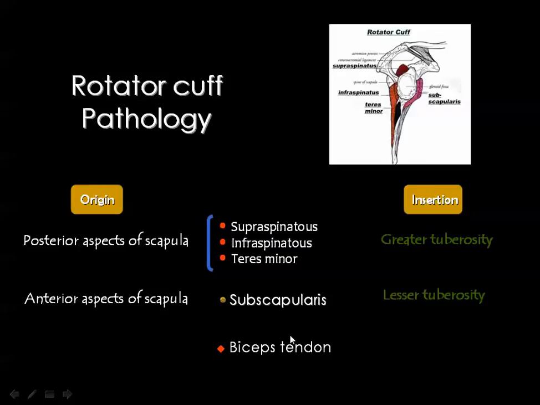Then you know that the rotator cuff is formed of four muscles, which are the supraspinatus, infraspinatus, teres minor, located along the posterior aspect of the scapula, and these muscles insert into the greater tuberosity. A muscle which is located anteriorly is the subscapularis, which inserts into the lesser tuberosity. Actually, the biceps tendon is not included in the rotator cuff tendons, but it plays an important role in stability and movement of the shoulder joint.